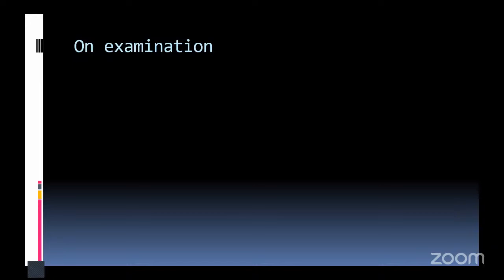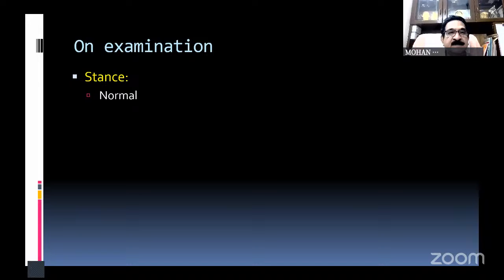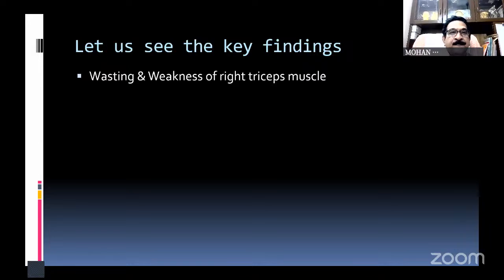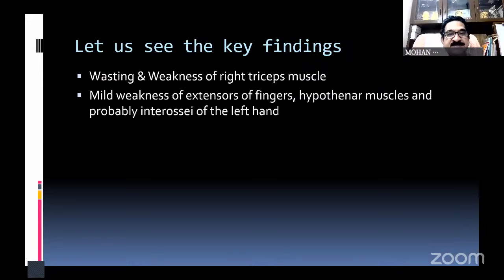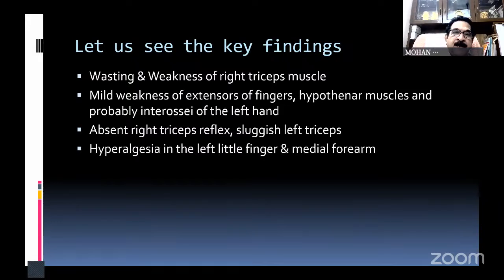C7 myelopathy, sir. Okay, before that, let us see the key findings. Wasting and weakness of the right triceps muscle, mild weakness of the extension of the finger, hypothenar muscles, and probably intrusion in the left hand. Absent right triceps reflex, sluggish left triceps. These are positive findings I mentioned.